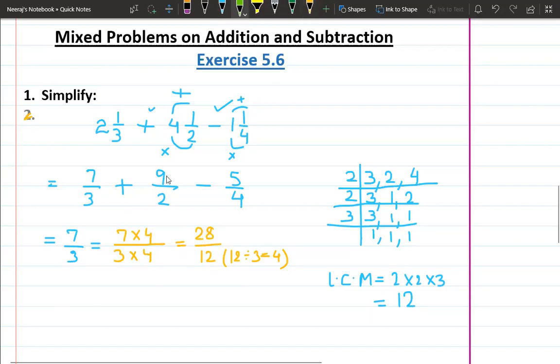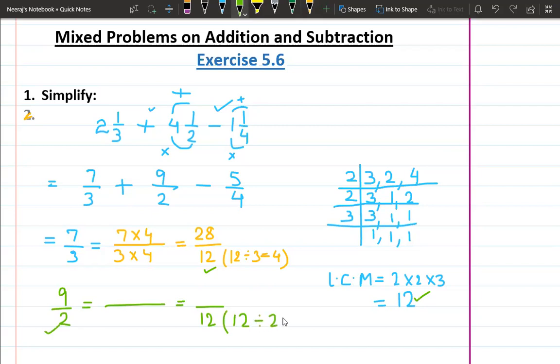Right? Now the next is 9 by 2. Now I want my denominator 12 because the LCM is 12. So I'm trying to make 12 the denominator. What do I have to do again? The same process you have to apply. 12 divided by 2, what will you get? 6. 12 divided by 2 is 6. So it means that the numerator and the denominator you have to multiply by 6. So the denominator you will get is 12. 2 into 6 is 12, and 9 sixes are 54.